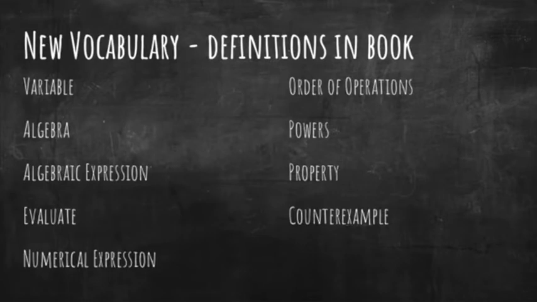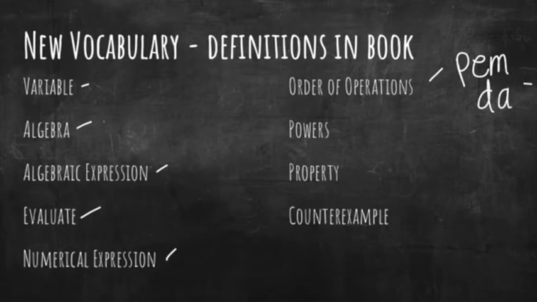We have some new vocabulary. The first one is variable. We have algebra, algebraic expression, evaluate, numerical expression, order of operations, which we learned the other day is PEMDAS. We have powers, property, and counterexample. Definitions are in your book, and we'll be talking about them throughout the video as well.